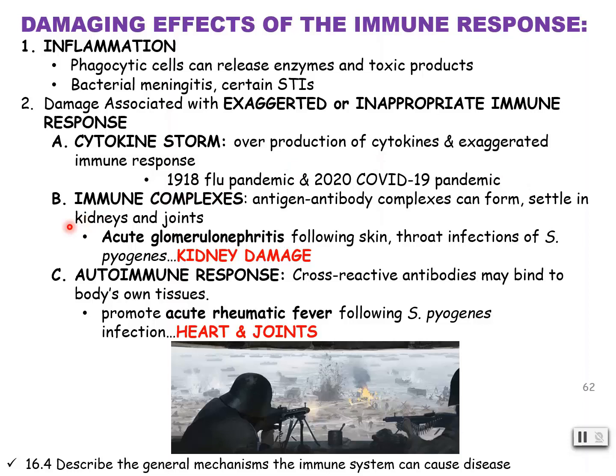You can also get immune complexes. So now we kind of know what that means. Those antigen-antibody complexes can form and settle in kidneys and joints, and that's sort of the cause of acute glomerulonephritis following skin or throat infections with Streptococcus pyogenes once again. So then we end up with kidney damage. Autoimmune response, cross-reactive antibodies: once again, Streptococcus pyogenes is huge for that, just because they have that capsule of hyaluronic acid, which looks like our tissues. And that's what's causing acute rheumatic fever, and that autoimmune response is attacking the heart and also attacking joints. So hopefully those things make a little more sense now. I told you I was going to bring them back up when we actually studied the immune system.